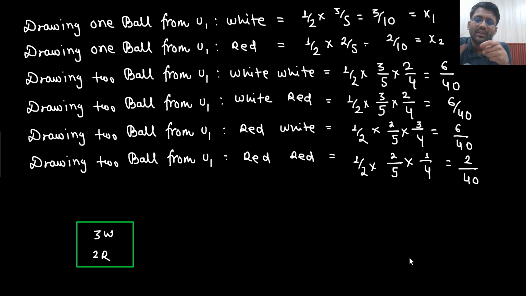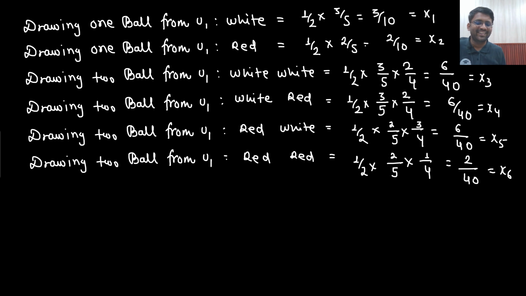Out of 5 balls, 2 are red. Then I am left with only 4 balls. Out of them 3 are white. What about red? Initially I am having 5 balls. Out of them 2 are red. Then I am left with only 4 balls. 1 of them is red. So these are the probabilities. I am calling this event x3, this event x4, this event x5, and this event x6.